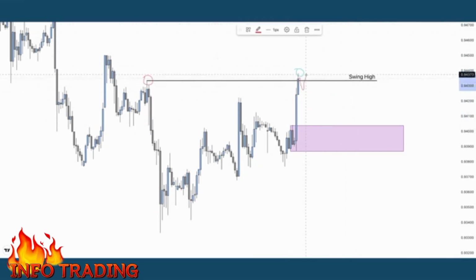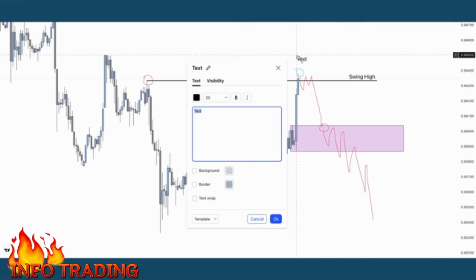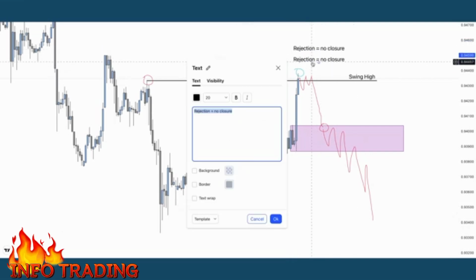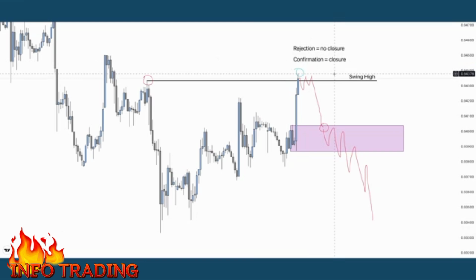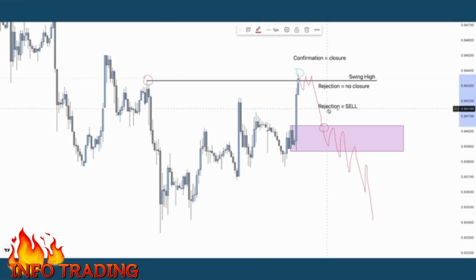But if the market fails to close above, then we could instead be potentially about to see continuations lower in this market, because it will show us that the swing high has been rejected. So a rejection would be no closure, and then a confirmation would be closure above. This would leave us with two scenarios. Well, the first scenario would be if we get the rejection, we would start instead looking for a sell. So a rejection would potentially open doors to sells.